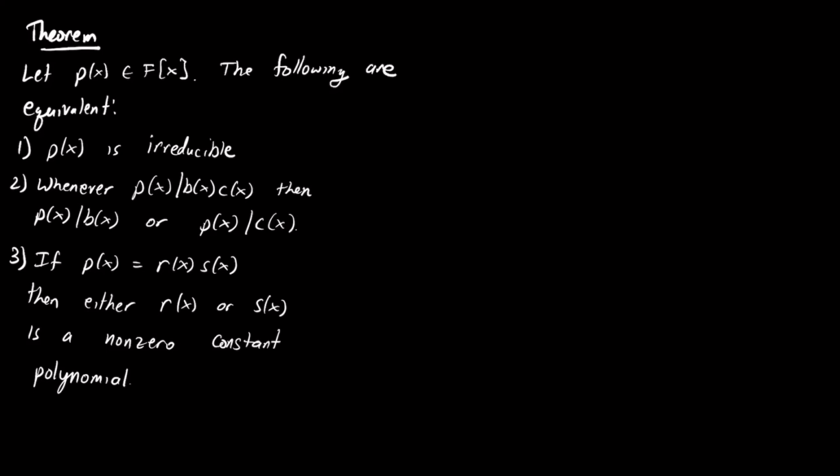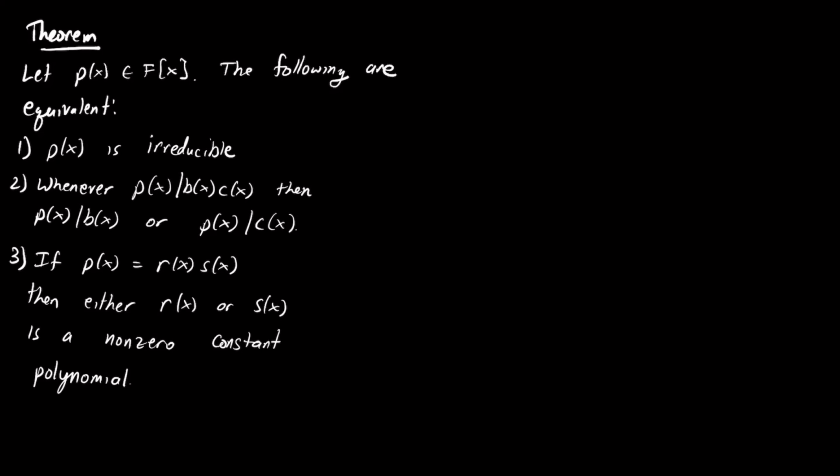And the idea here is this is similar to the property that we had for primes when we were dealing with prime integers. We said p is prime if and only if whenever p divides b times c, then p divides b or p divides c. If and only if p can be written as r times s, then either r is equal to plus or minus 1 or s is equal to plus or minus 1. Right? So that's the equivalent theorem, and the proof is identical.